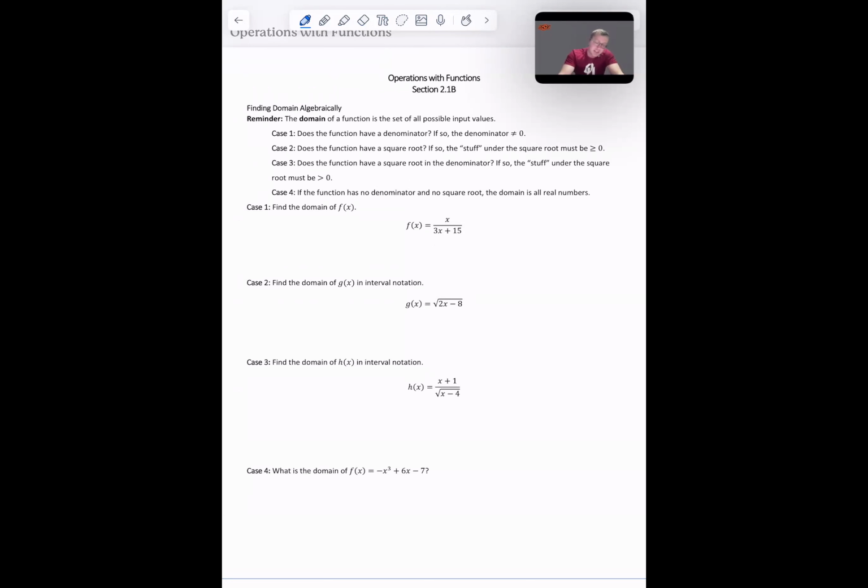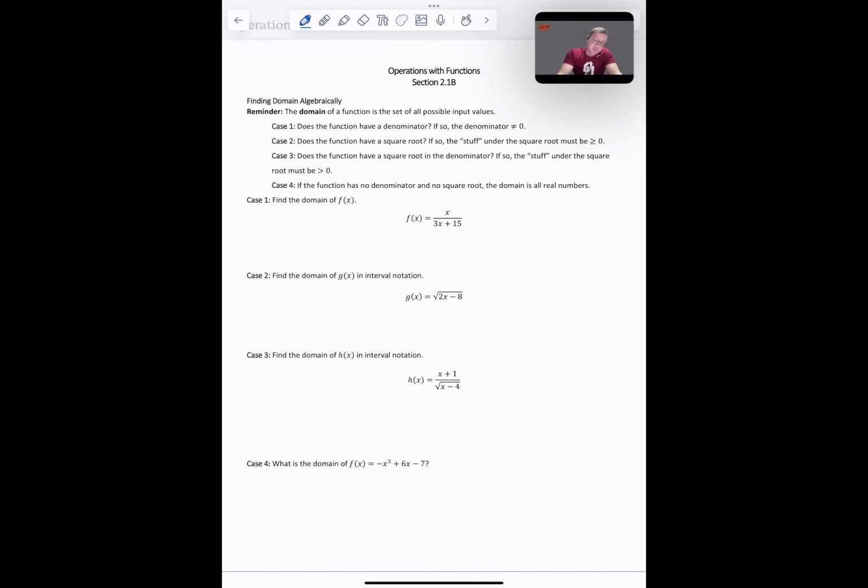And in case two, it says, does the function have a square root? If there's a square root, then the stuff under the square root must be greater than or equal to zero. Case three says, does the function have a square root in the denominator? If so, the stuff under the square root must be positive. It must be strictly positive because we can't divide by zero, right? And the last case says, if the function has no denominator and no square root, then the domain is all real numbers.